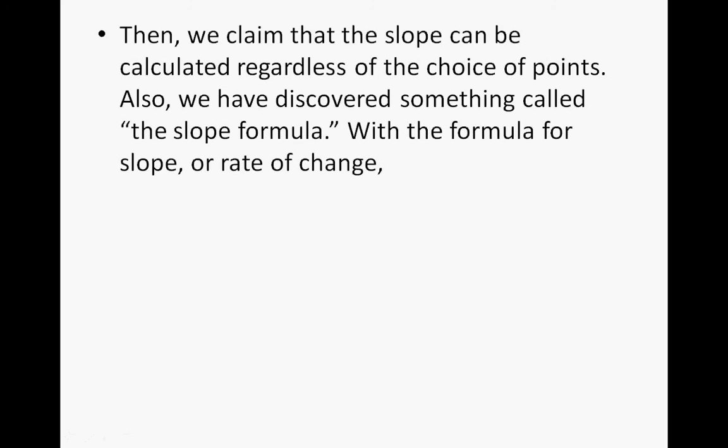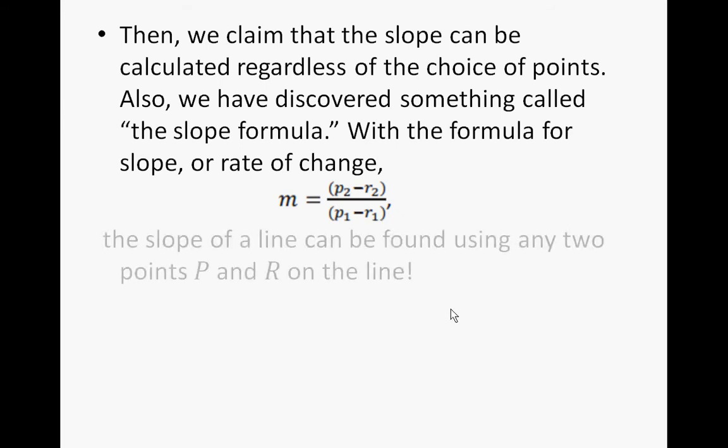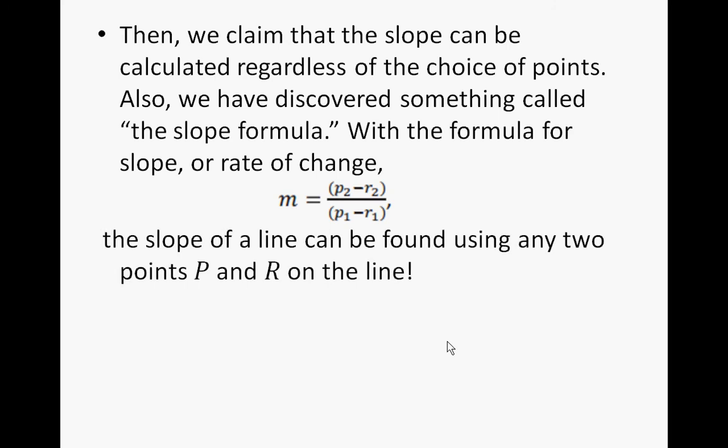So then we claim that the slope can be calculated regardless of the choice of points. Also, we have discovered something that we call the slope formula, the formula for slope, or rate of change: M is equal to the difference between P sub 2 and R sub 2 over the difference between P sub 1 and R sub 1. The slope of a line can be found using any 2 points P and R on a line, and we can forget using Q.